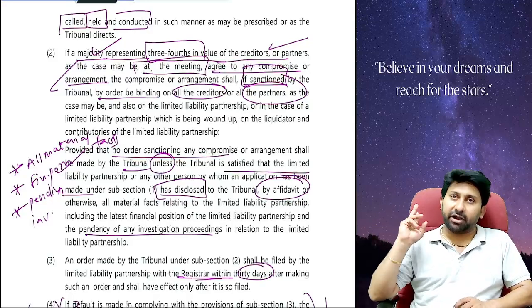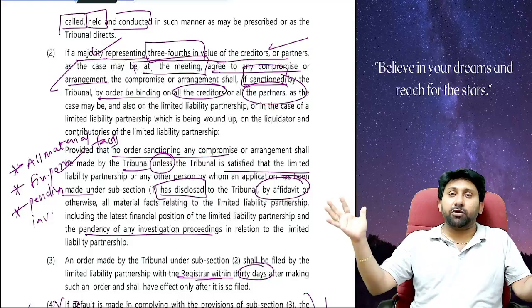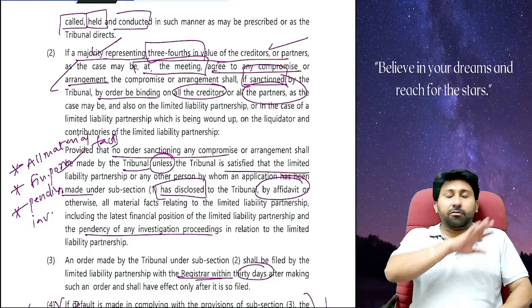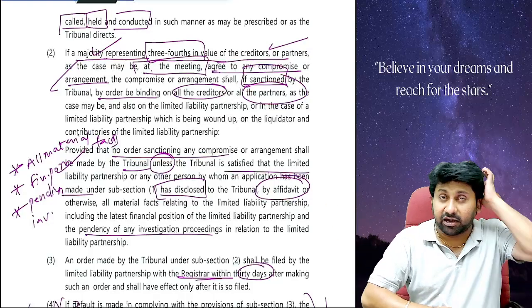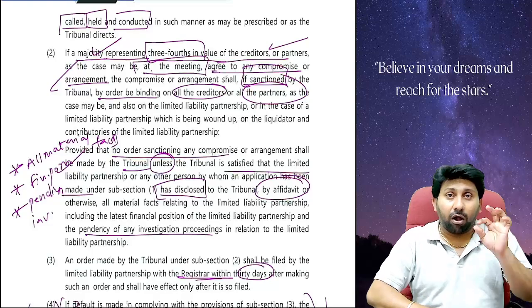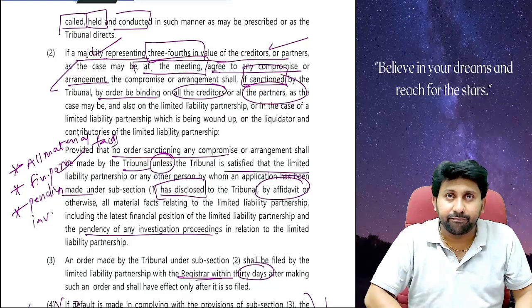Number 2 also completed. Next, along with the application form, you need to attach an affidavit, or else the tribunal will not sanction the scheme. In that affidavit, you need to give 3 details. All material facts of that LLP.